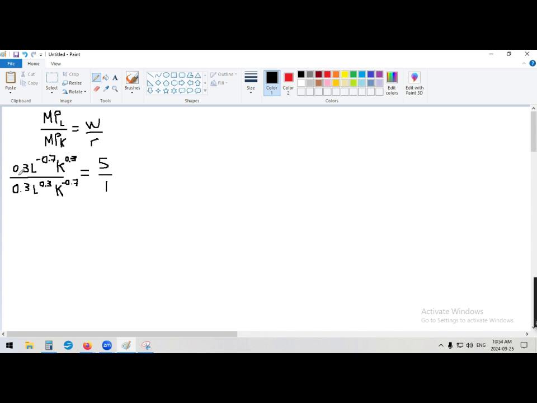So let's see, to solve this out here, we can see that the 0.3's cancel. And then for labor L, we just have to subtract the exponents. So we have negative 0.7 minus 0.3, which is negative 1, so we have an L on the bottom. And then for capital K, we have 0.3 minus 0.7, so I'll go positive. That'll give us a positive 1, which is a K on the top. Then the right-hand side is just going to be 5. So here we have K equals 5L. That'll be our first equation.